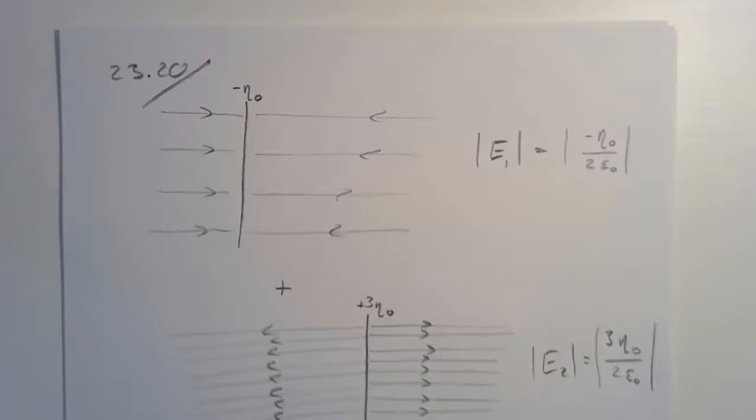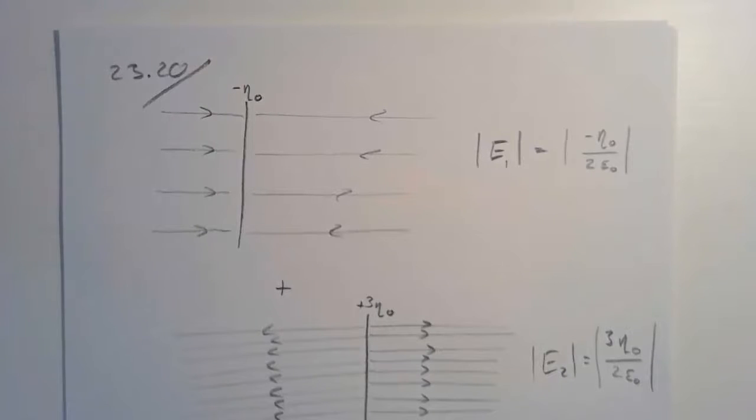Welcome to part 2 of the review of the first homework set. In this part I'm going to go through 3 questions from chapter 23, namely 23.20, 23.52 and 23.55.